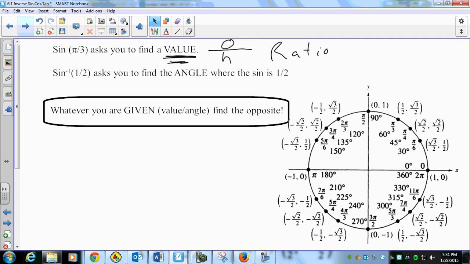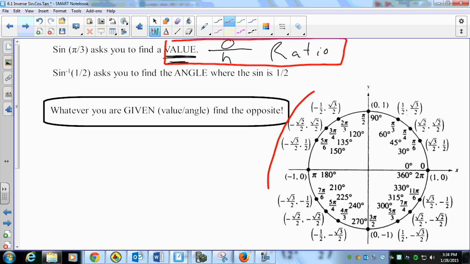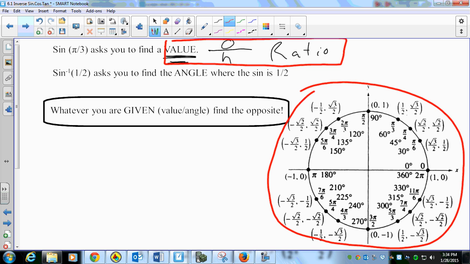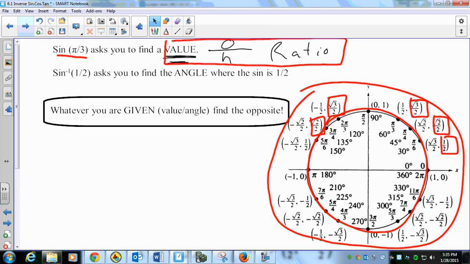Remember, our ratios, our values, that's these coordinates in our unit circle. That's your x and y coordinates. Specifically for sine, that is our y coordinates. They are ratios. Okay? So when it asks you to find that value, that's what you're using. You're inputting your angle. Your angle is here or there.